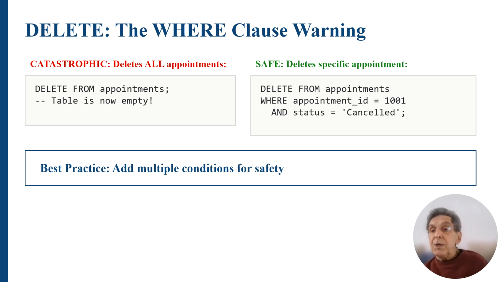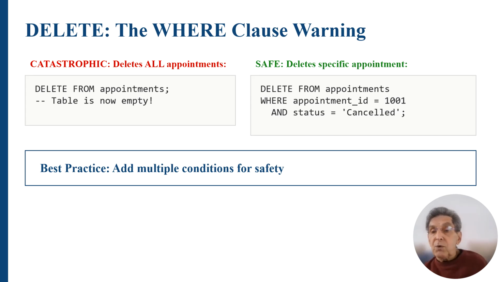Let me illustrate with another side-by-side comparison. On the left side of this example, it says delete from appointments with no where clause. So what's going to happen? Your appointments table is now empty. Every scheduled visit, every completed encounter, every canceled appointment, they're all gone. Your scheduling system knows nothing anymore. Patients can't check their upcoming visits. Providers can't see their schedules.